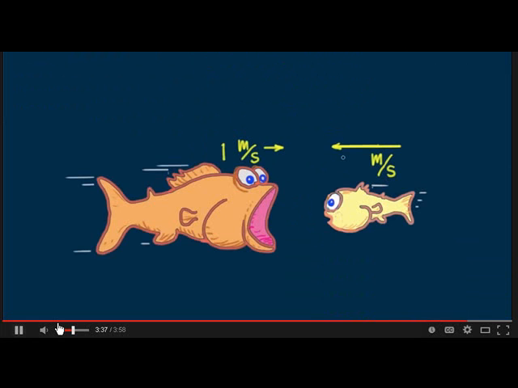I want to leave you with a question. How fast would the small fish have to swim before lunch to halt the large fish in its tracks? That is, what speed brings the net momentum to 0? Until next time, good energy.